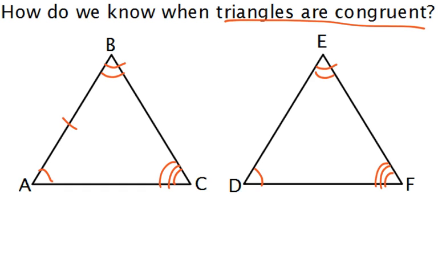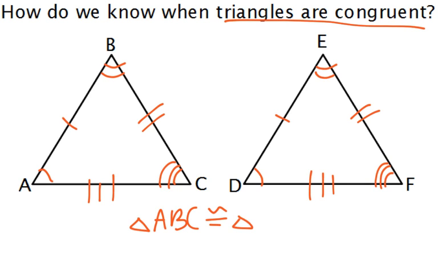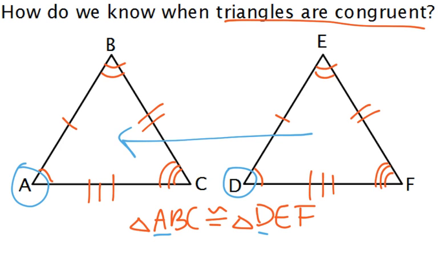Also the sides, side AB with side DE, side BC with EF, and AC with DF. When we have all those pieces, we can say that triangle ABC is congruent to triangle DEF. Okay, and remember that the letters in the same place are the corresponding pieces. If we were to move this triangle over top the other one, they would match up into the same places. Okay, same with the sides.